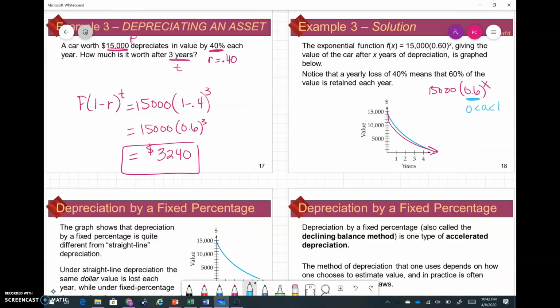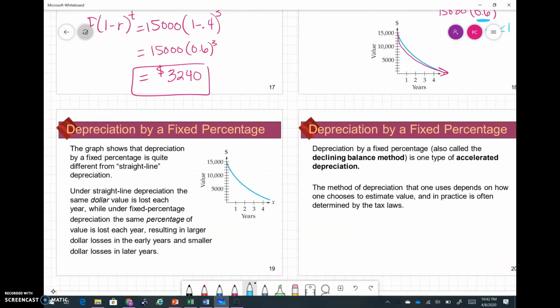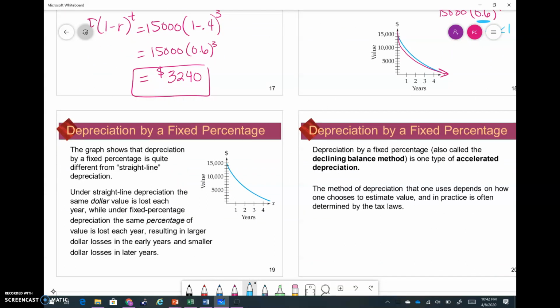Let's look at slide 19. The graph shows that depreciation by a fixed percentage is quite different from straight line depreciation. And we saw that a couple chapters ago. Under straight line depreciation, the same dollar value is lost each year, while under fixed percentage depreciation, the same percentage of value is lost each year. So what happens is we result in larger dollar losses in the early years. So you see how this is going down very quickly.